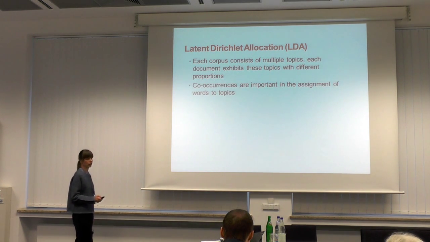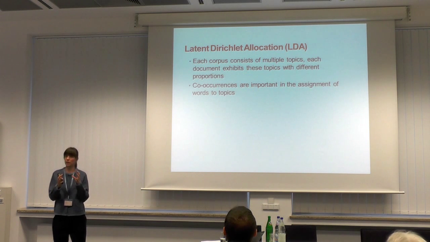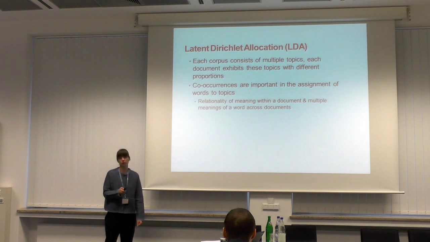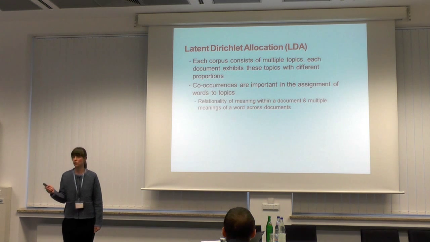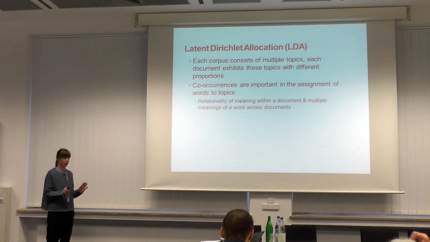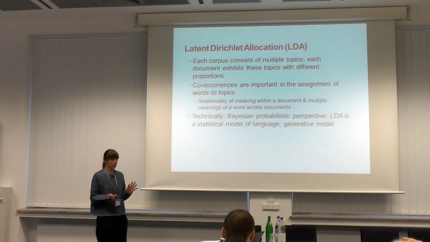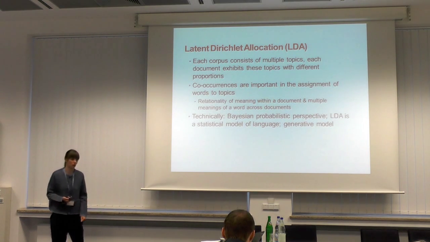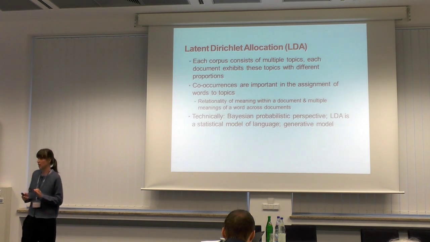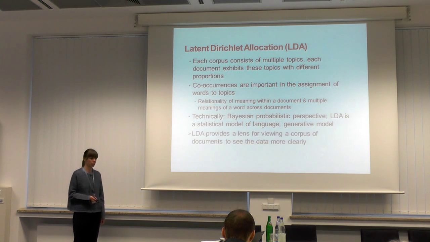And in topic modeling, co-occurrences of words are important, because that's where the relational meaning comes from. At the same time, what's also nice is that there's a multiplicity of terms across topics. One term in one topic could mean something very different in another topic, so it doesn't have to be one meaning only per term. Technically, it's a Bayesian probabilistic perspective. It's a statistical model of language, and it's a generative model. There's discussion, and we can talk about the statistics behind it. It's not completely unproblematic, I know, but it's very meaningful to what I'm doing.